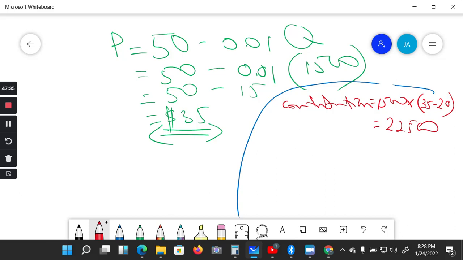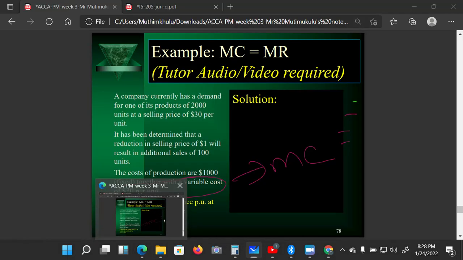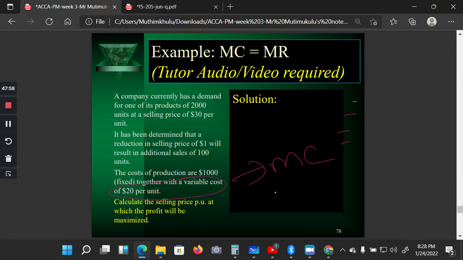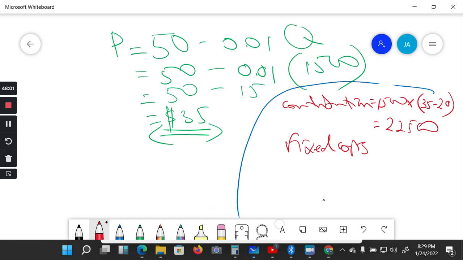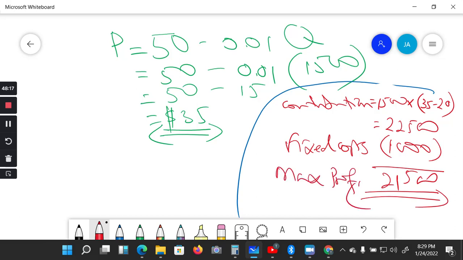Now, for us to get profit, we also have to deduct total fixed costs. The fixed costs from the question: the cost of production are $1,000 fixed. So we have to deduct them to arrive at the profit. You can see that the total profit was 21,500. The maximum profit we can get out of all this.